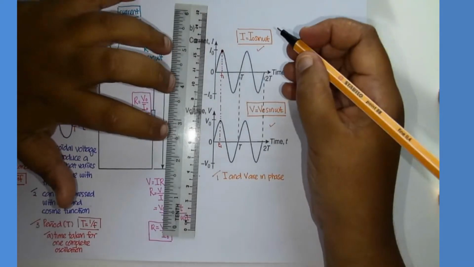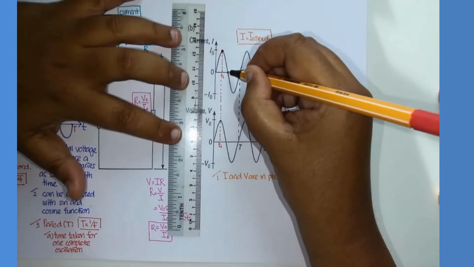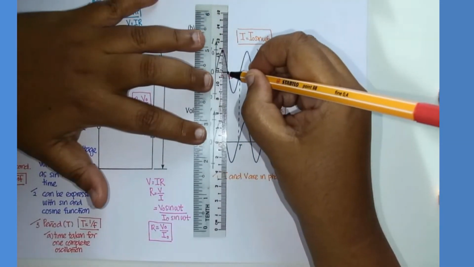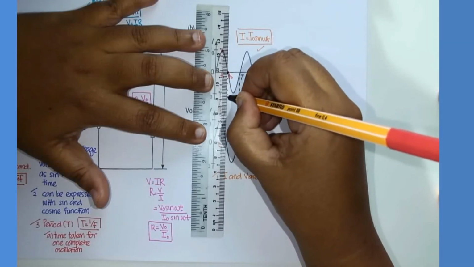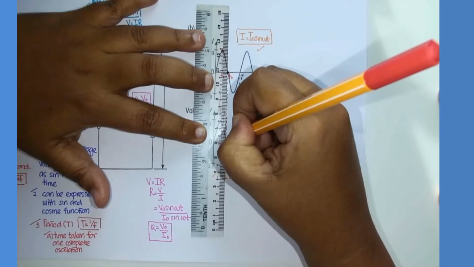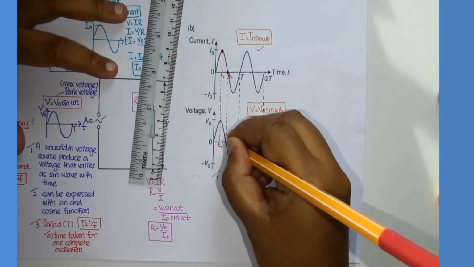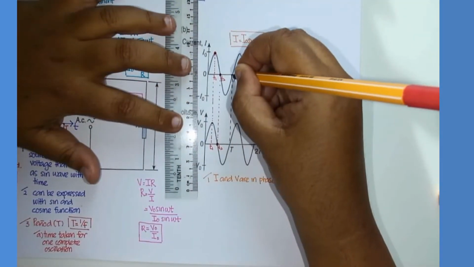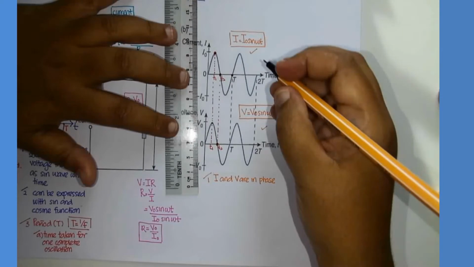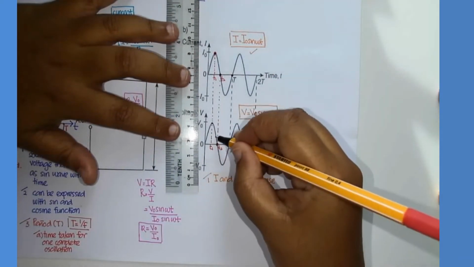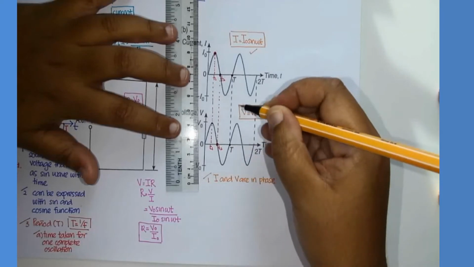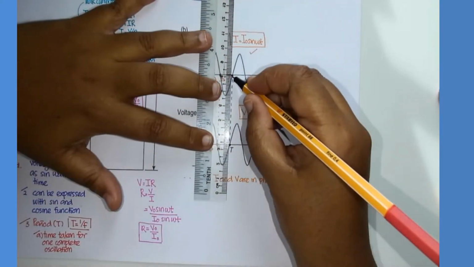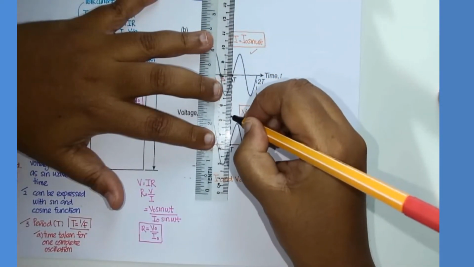Another example. Current is 0 at time T2. At the same time, at T2, voltage also reaches 0. Another example: one complete oscillation, the time taken is T for the current, and the same goes for the voltage, the time taken is T also. So you realize that they do it at the same instant.